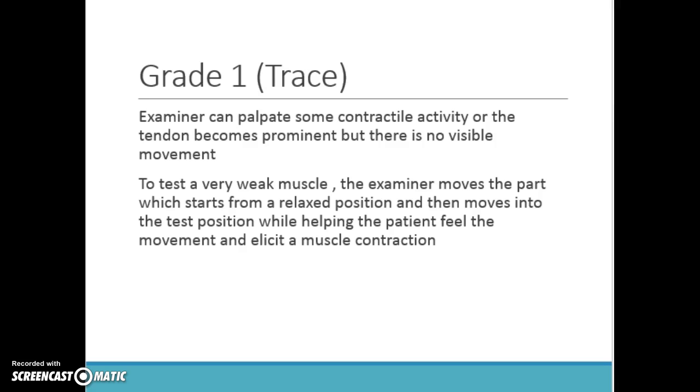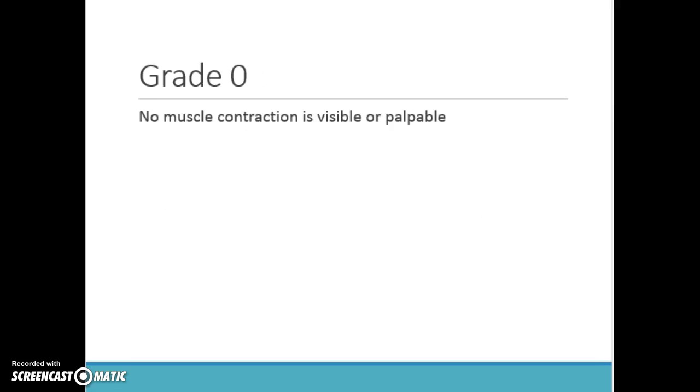To test a very weak muscle, the examiner moves the part which starts from relaxed position and then moves into the test position while helping the patient feel the movement and elicit a muscle contraction. Finally, grade 0 is when there is no muscle contraction that is visible or palpable by the therapist.